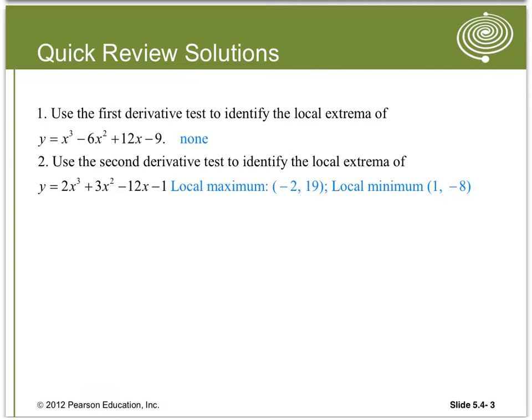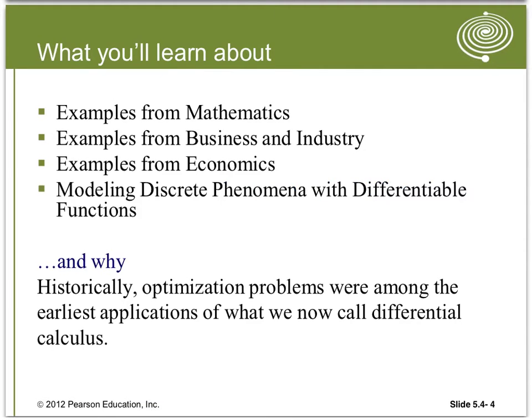Number 1, your answer was none, and on number 2, the local maximum happened at -2, 19, and the local minimum was 1, -8. Remember, the maximum is the y value, the -2 is where it happens. This is what we're doing today.